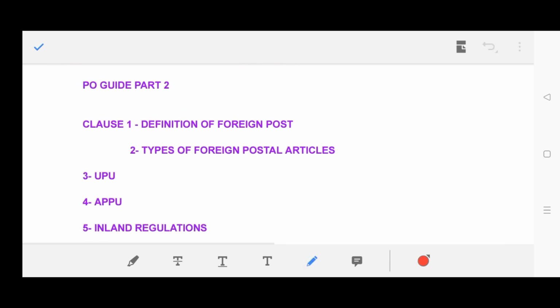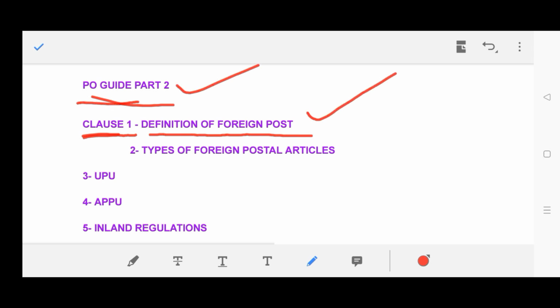Next we will discuss the classes in PO Guide Part 2. Class 1 discusses the definition of foreign post. We all know that PO Guide Part 2 is about foreign post. So class 1 is the definition of foreign post, and class 2 is about the types of foreign postal articles.